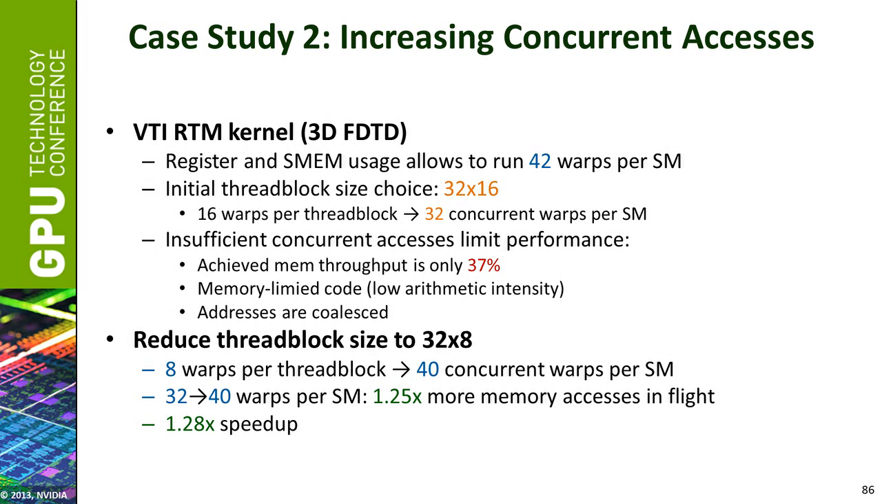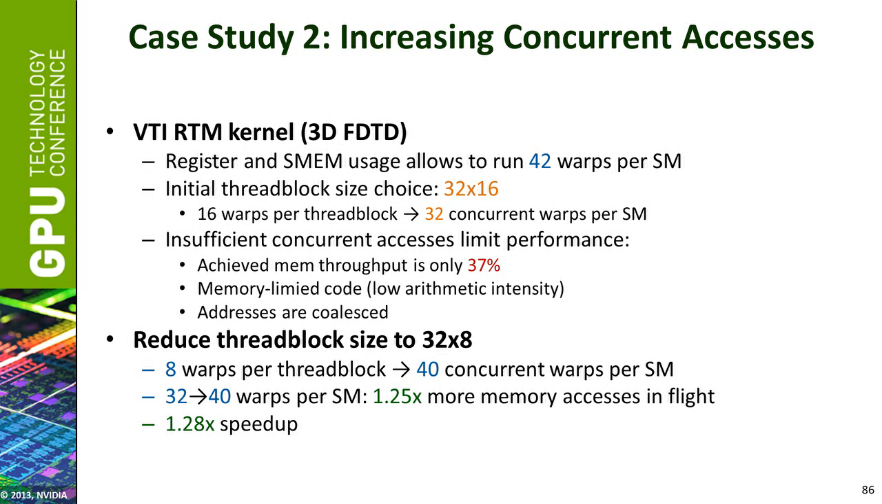We also identified that insufficient concurrent accesses were the problem, because from early analysis in the Profiler the code should be memory limited. The access pattern was perfect. We were using all the bytes, but we were only achieving 37% of theoretical memory bandwidth. So what we did is change the thread block dimensions to 32 by 8. Now each thread block is 8 warps, and we can squeeze more of them in. We can actually run 5 thread blocks concurrently, which gives us 40 concurrent warps per SM, as opposed to 32 before. So we increased the number of warps by 25%, which automatically increased the number of memory accesses by 25%, because each warp has its own accesses.